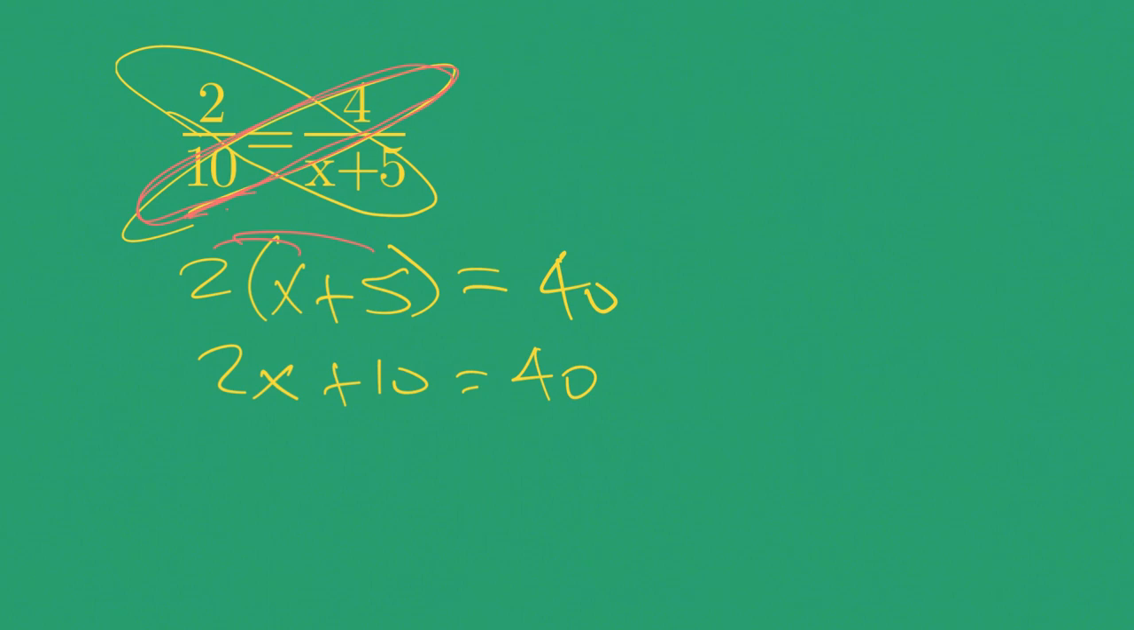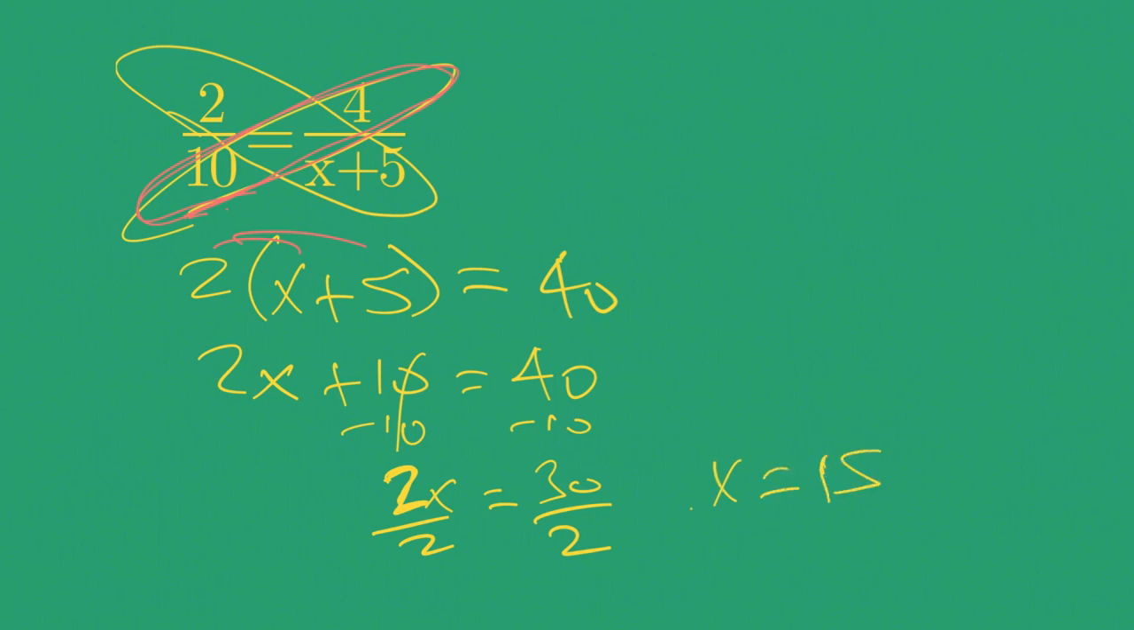What's next? Subtract 10 from both sides. I agree. 2x equals, what's that going to be? 30. What's the solving step? Is that a multiply or a divide? That is a 2. Divide. Divide by 2. X equals 15.